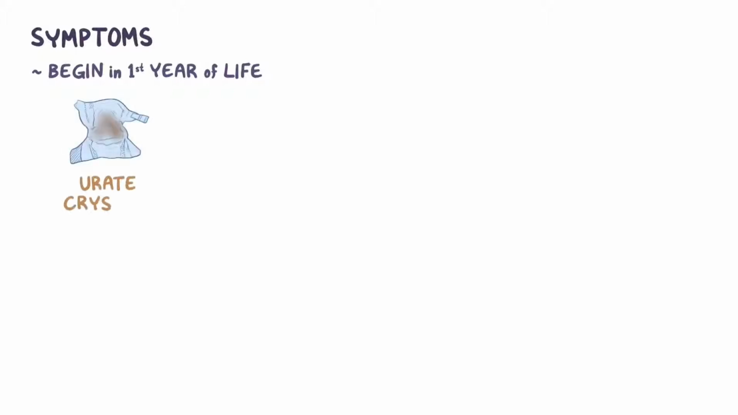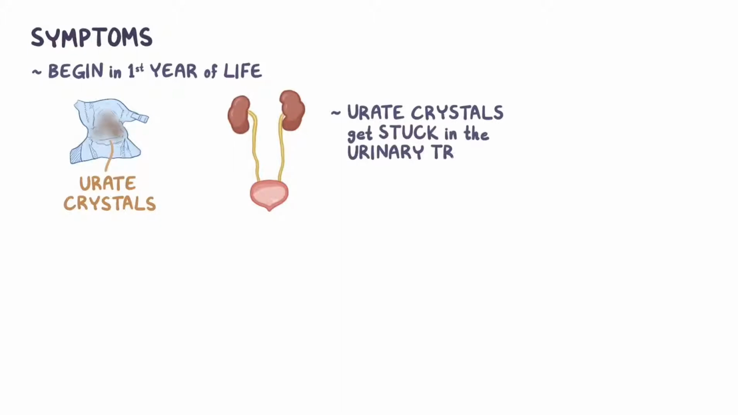Symptoms of Lesch-Nyhan syndrome typically present during the first year of life. Sometimes the uric acid forms small orange sand-like urate crystals that can go through the urinary tract and end up in an infant's diaper. Other times, the uric acid forms larger urate crystals that get stuck in the urinary tract and cause intense pain, fussiness, and hematuria, or blood in the urine, as well as recurrent urinary tract infections.